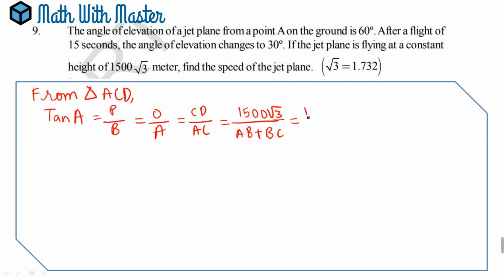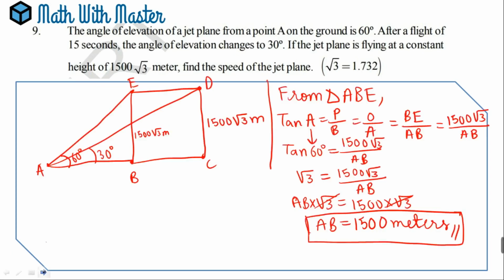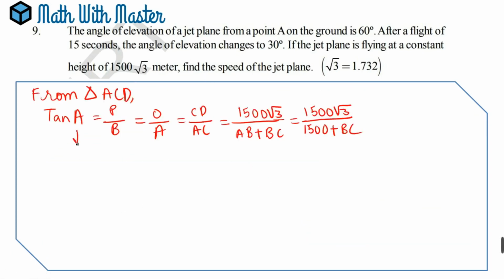Which is equals to 1500 into root 3 upon 1500 plus BC. The value of AB is 1500. So instead of A, I can write here 30 degrees. So tan 30 degrees is equals to 1500 into root 3 upon 1500 plus BC. Now what is the value of tan 30 degrees?